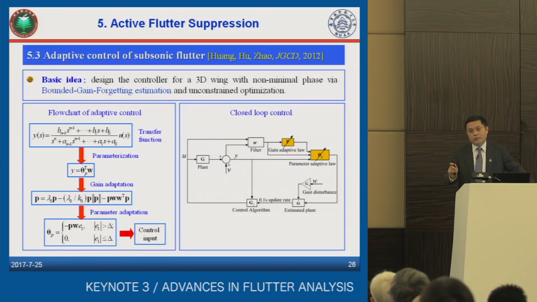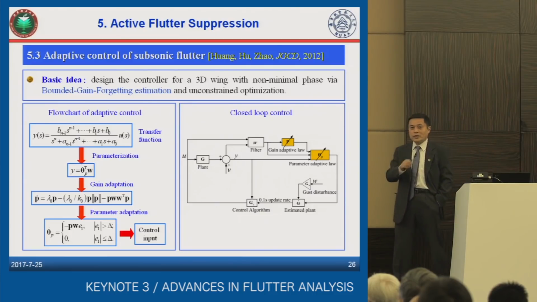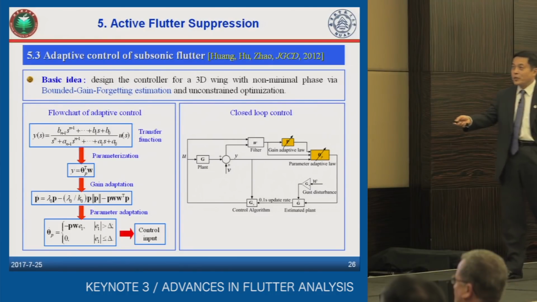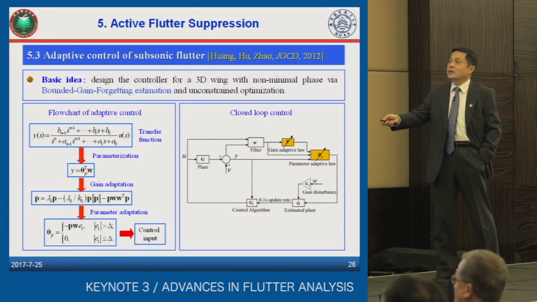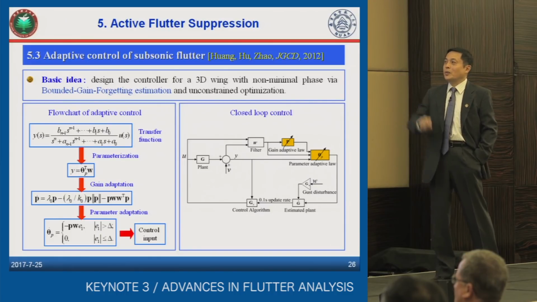In subsonic flow, when your angle of attack is not very large, you will have a linear flow. So in this case, you will have a linearized control system, no nonlinearity at all. Since the system is linear, we can use a transfer function to describe it accurately. This way, we have the output and input ratio. That's the transfer function, and according to the transfer function, we can get the output y.